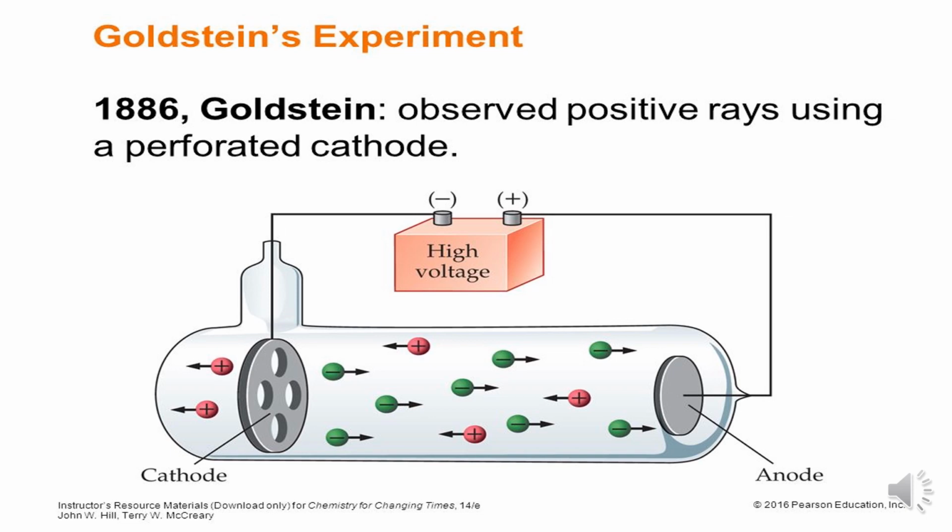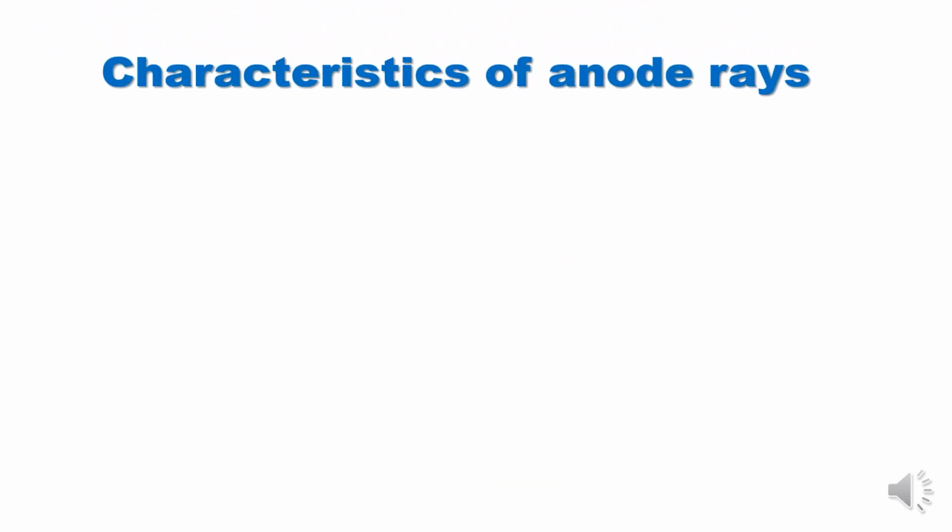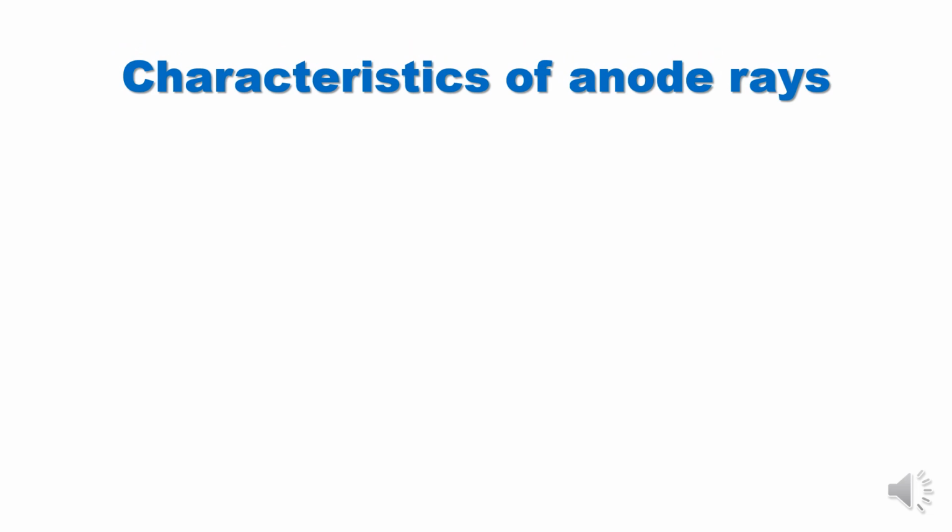Thus we conclude that anode rays consist of positively charged particles known as protons, formed by the removal of one or more electrons from the gaseous atoms. So this is how Goldstein discovered the protons, children. Let us learn the characteristics of anode rays. What are the important characteristics of anode rays?